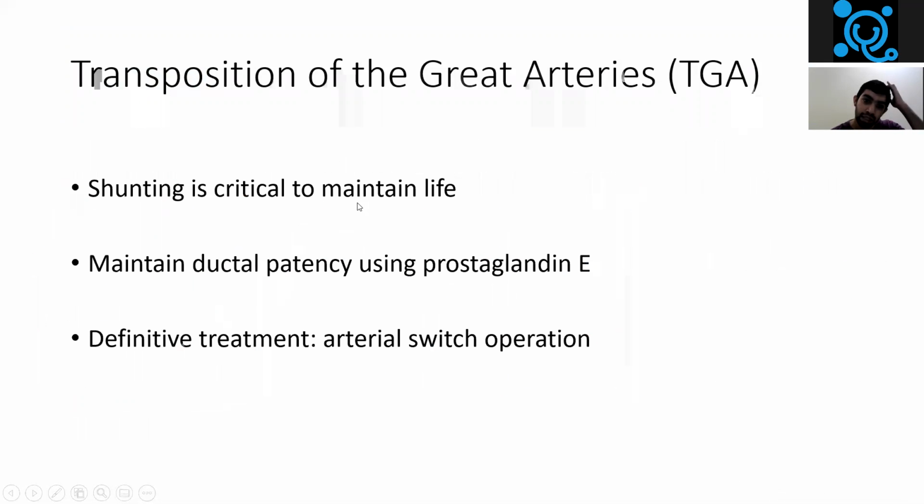So as mentioned earlier, with transposition of the great arteries, it's as pure a cyanotic condition as you can get. You need shunting to maintain life. The more shunting, the better. You maintain ductal patency by using prostaglandin E. So we use synthetic prostaglandin E. And you might get told prostaglandin E1 or prostaglandin E2. As far as you're concerned, they're pretty much the same thing. You can give them IV and it works brilliantly. And definitive treatment is the arterial switch operation, okay? So prostaglandin E is more a stopgap until you can actually do the operation.